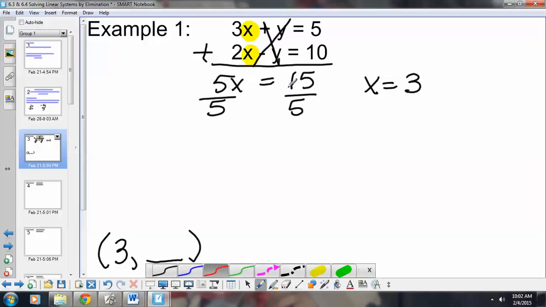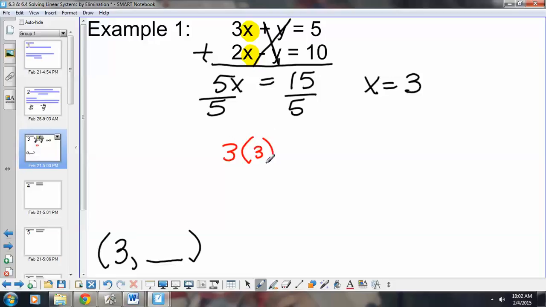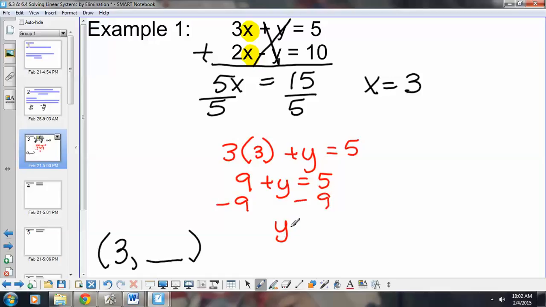I'm going to use the first equation. I'm going to put 3 in for x. Now I can solve. 3 times 3 is 9, plus y equals 5. Subtract 9 on both sides. Y is equal to negative 4. So my solution is 3, negative 4. How could I check to be certain that this is right?